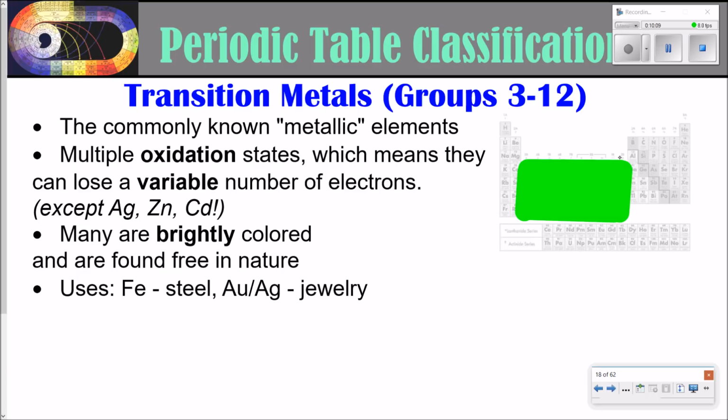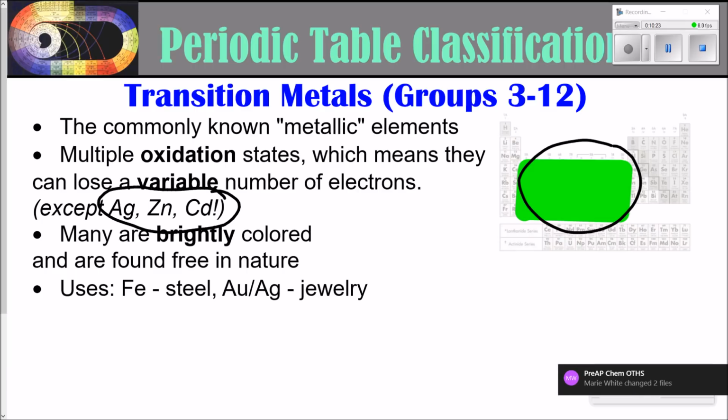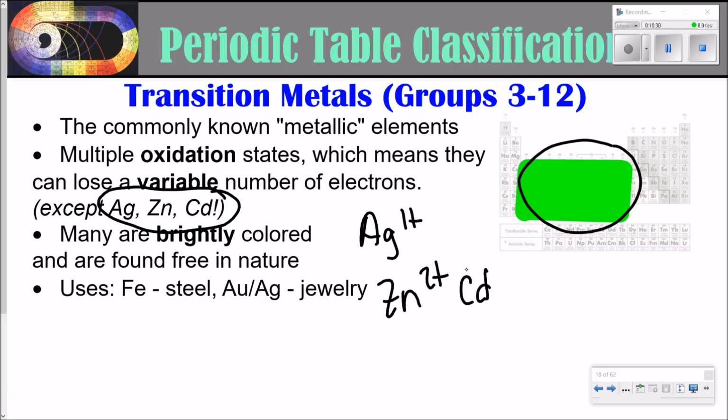The transition metals are this group right here in the middle, and that's going to be groups 3 through 12. They generally have multiple oxidation states, which means they can lose a variable number of electrons, with the exception, remember, of silver and cadmium. We learned that silver always becomes +1, and zinc and cadmium become 2+. Many of them are brightly colored, and they are found free in nature. For example, silver and gold are used in jewelry, and iron's used in steel.